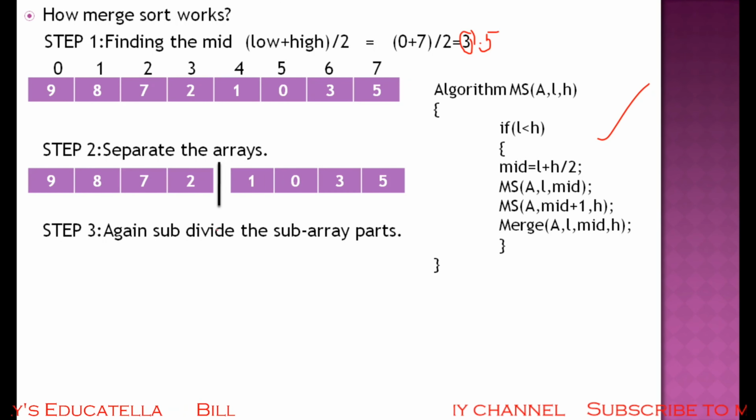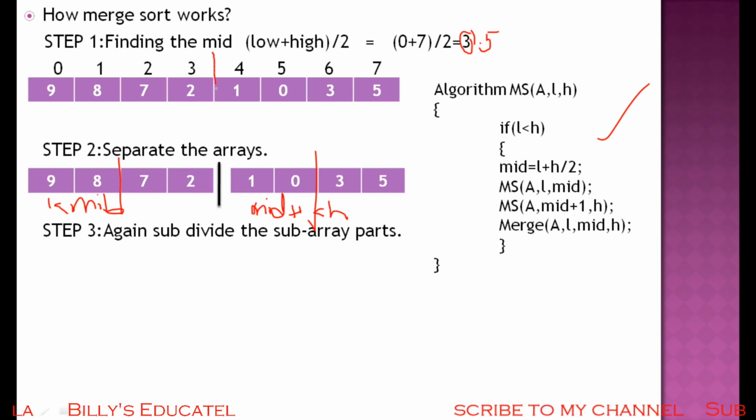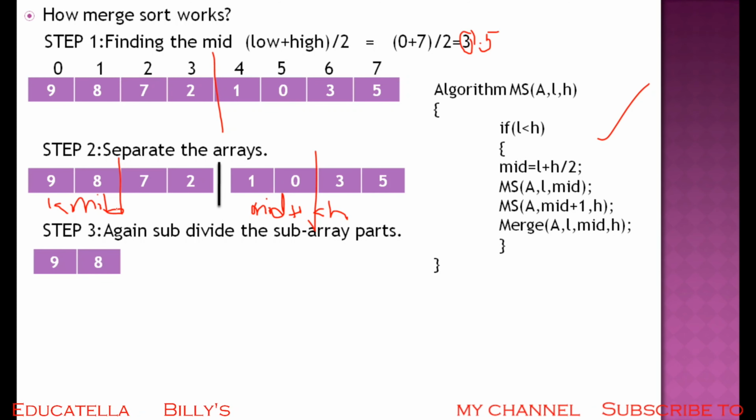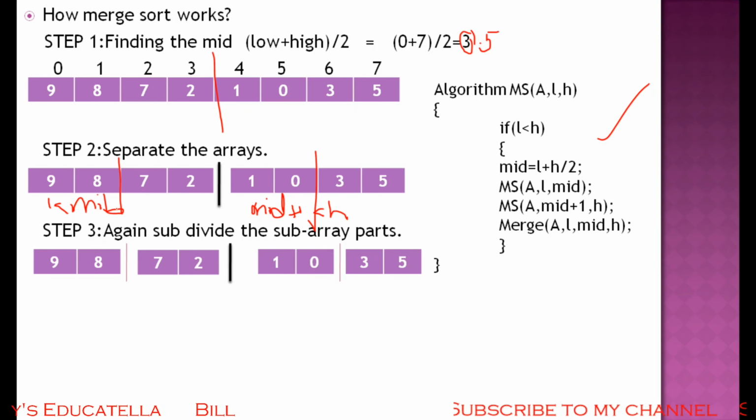Next, again subdivide the sub array parts as their value l is less than mid. Here mid plus 1 is less than h. So again we divide them into two halves. Here, two halves: 9 8 is one array, 7 2 is one array, 1 0 is one array, 3 5 is another array.